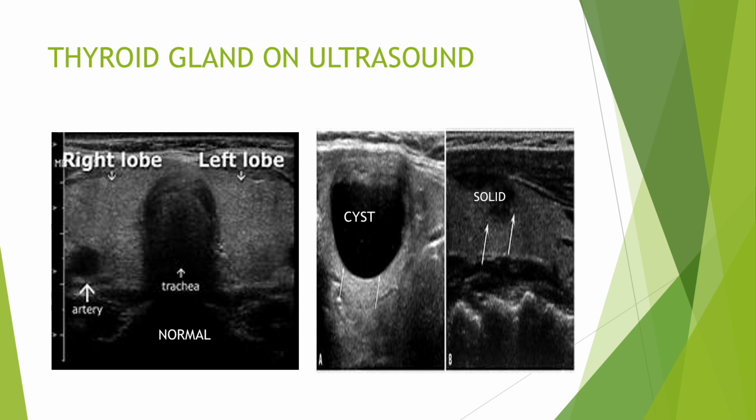The image on the left side is a normal ultrasound of the thyroid gland. You can see the right lobe, the left lobe, the isthmus anteriorly, and the black area posteriorly is the trachea. On the right image, you see a large cystic structure which is hypoechoic. When it's hypoechoic, it's fluid on ultrasound. The gray area on the other image, pointed by an arrow and labeled solid, is a solid nodule in the thyroid gland.